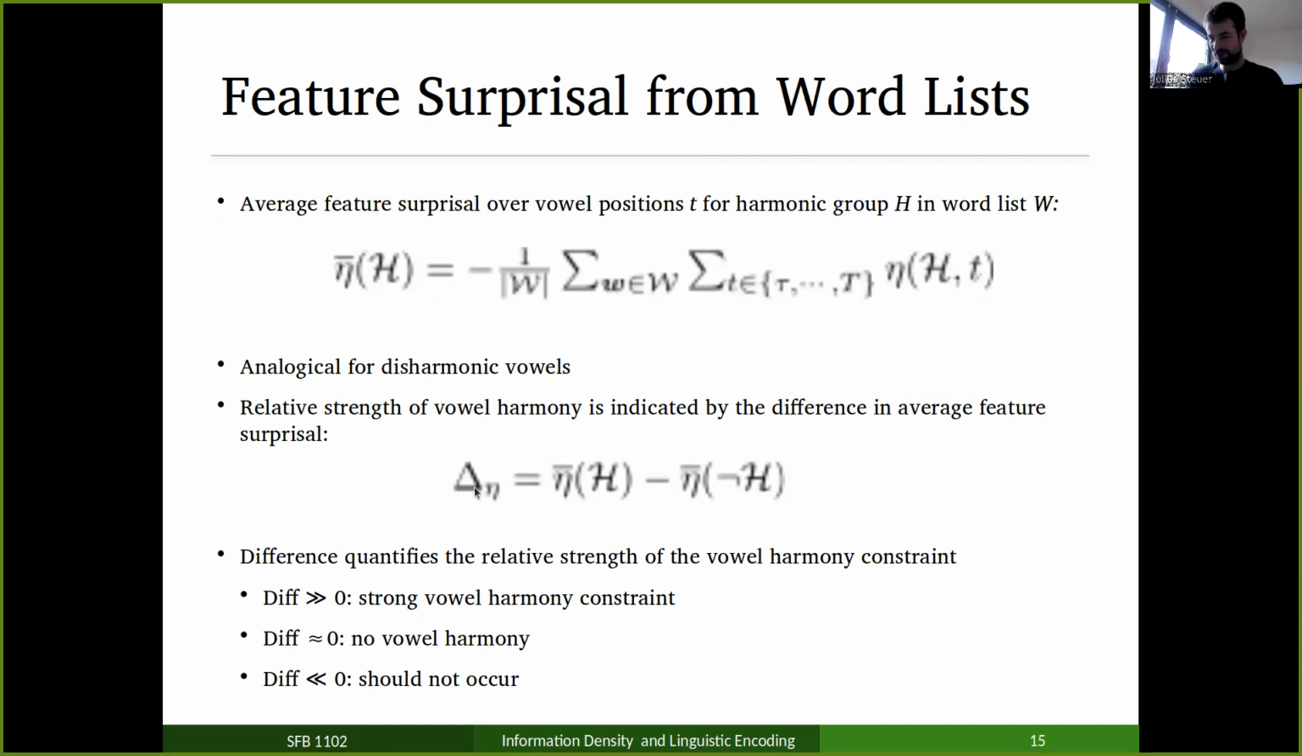If the difference between the harmonic and the disharmonic condition is positive, that means it's more surprising to find a disharmonic sequence than a harmonic sequence, and we take it as an indication of a strong vowel harmony constraint. If the difference is close to 0, then harmonic and disharmonic sequences are equally surprising, equally likely. That means that the language doesn't have vowel harmony at all. If this difference is smaller than 0, then vowels from different harmonic groups, with different features, are dissociated from each other. In theory, this should not occur in our sample, but it might occur given that the language has a specific grammar where it's important that the vowels in the word form are dissimilar from each other.